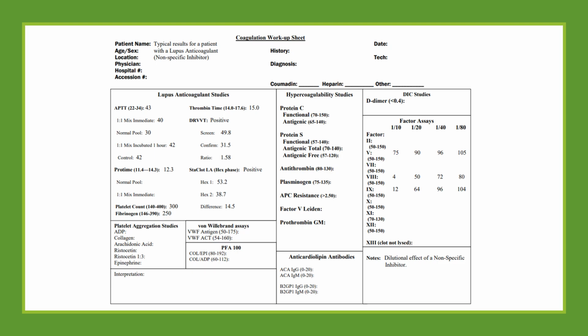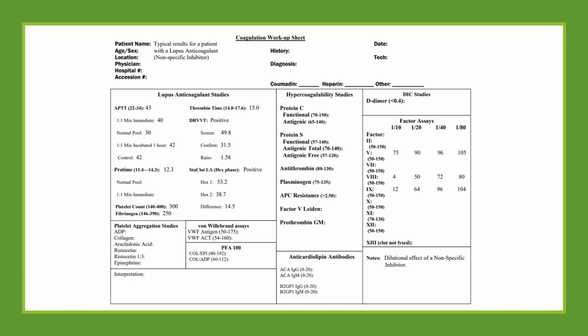The other thing we might look at are our specific factor assays, and if you recall, we do those within 3 dilutions. The results should be within 20% of one another, but if we see a lower percentage of activity with the lower dilution and then an increase as we increase dilution, that may be a dilutional effect of a non-specific inhibitor such as antiphospholipid antibody or lupus anticoagulant.